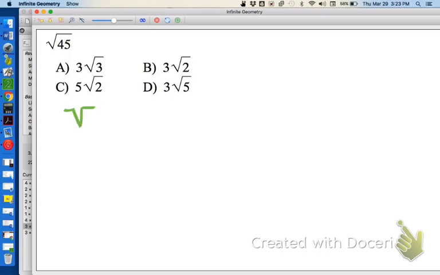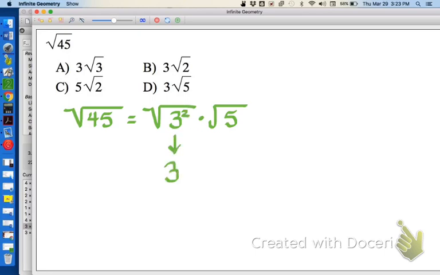Okay, 45. If I break 45 up into different pieces, this is just to show you that it's perfectly legal to do this. 3 times 15 is 45, but this doesn't help me any. So in this number, there's a perfect square embedded in it, and that number is 9. And 9 can be written as 3 squared. And now the square and the square root cancel each other out, so you're just left with a 3.